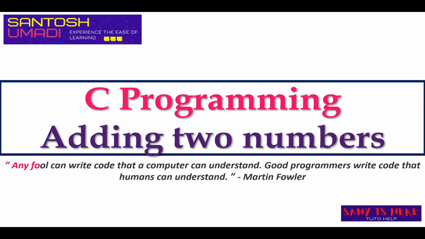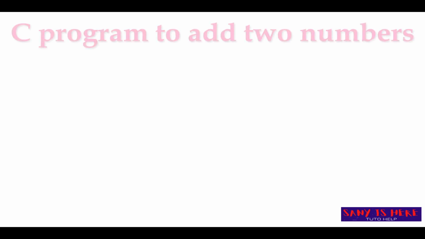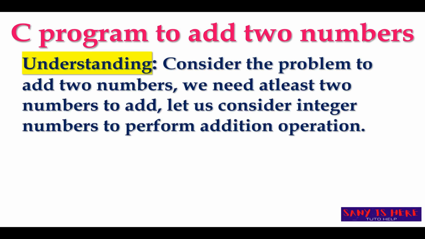Okay, let us understand how to do this. Consider the problem to add two numbers. To add two numbers, what we need? We need at least two numbers. Simple. Let us consider integer numbers to add two numbers. Integer means they are whole numbers without decimal point. They are not fractions. We will add two whole numbers, integer numbers.